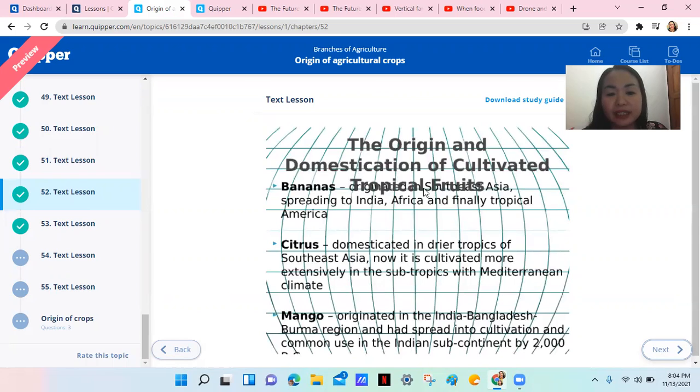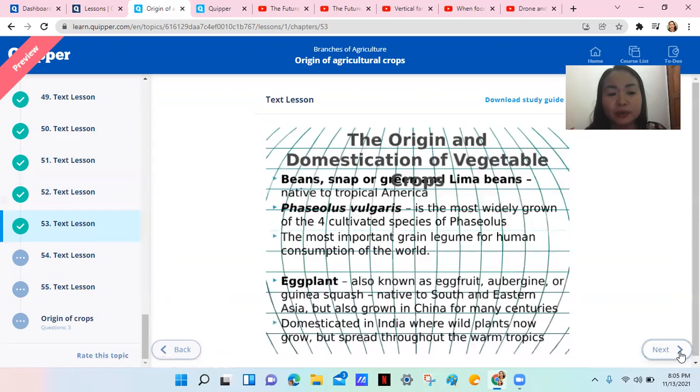And we also have bananas. This originated in Southeast Asia, spreading to India, Africa, and finally tropical America. And we also have citrus, domesticated in the drier tropics of Southeast Asia. Now it's cultivated more extensively in the subtropics with a Mediterranean climate. And of course, we have mango, originated in the India, Bangladesh, Burma region, and has spread into cultivation and common use in the Indian subcontinent about 2,000 years ago.